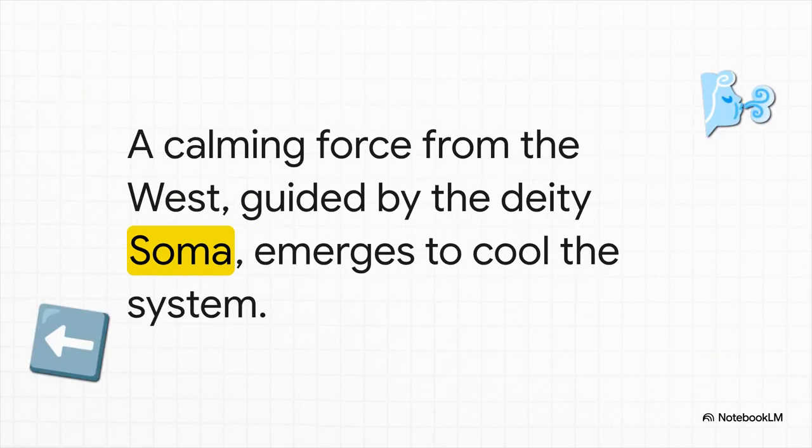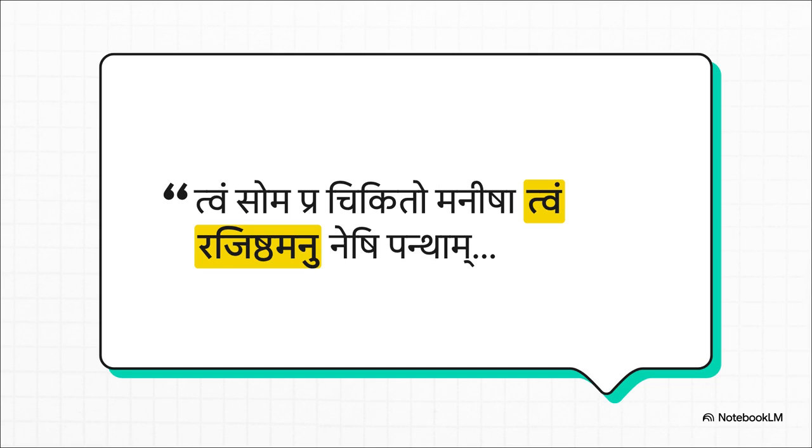But you can't just have runaway heat, right? So, to balance all that out, a totally different kind of force shows up, this time from the west. It's a cooling, calming influence, which the text identifies with the Vedic deity Soma. And this is key. It's not just about turning down the thermostat, it's about bringing control to the system. And get this, the text claims it knows the exact line of code for this part of the process. It points to this verse in the Rig Veda, which is interpreted as the actual command that summons this cooling force, telling it to guide the cosmic flow.